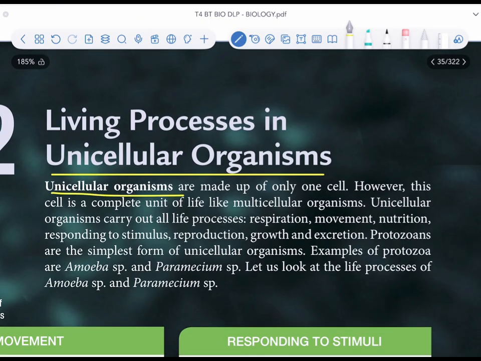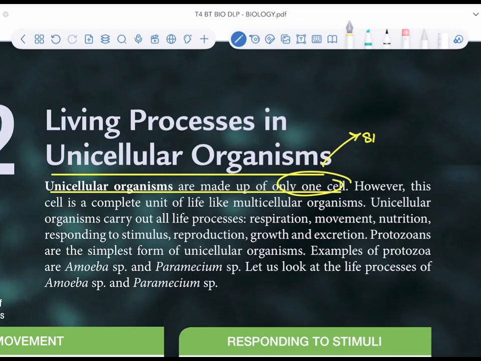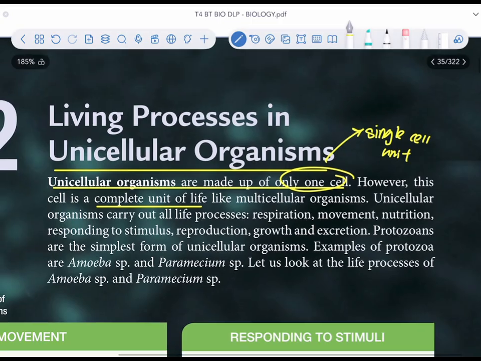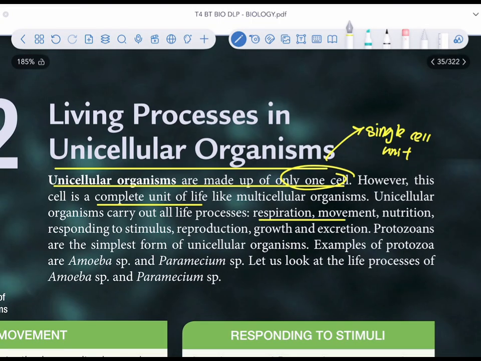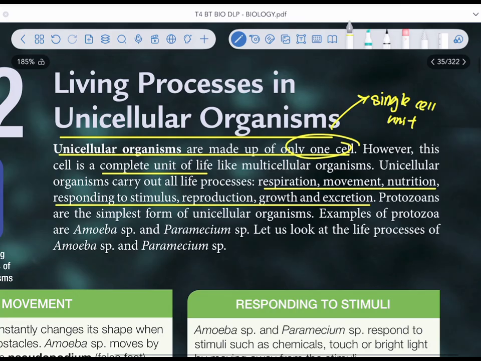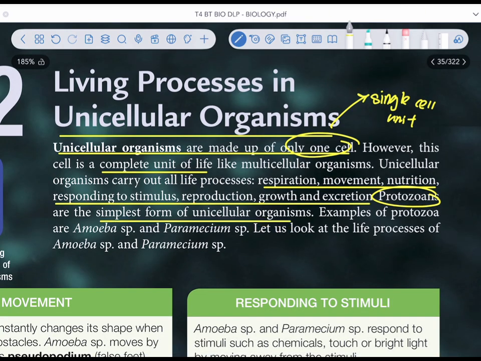So unicellular organisms are made up of only one cell. So they are a single cell unit. However, this cell is a complete unit of life. Even though they are a single cell unit, they can still carry out the normal life processes such as respiration, movement, nutrition, responding to stimulus, reproduction, growth, and excretion. So here it mentions that protozoans are the simplest form of unicellular organisms.